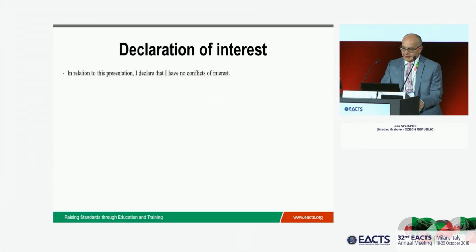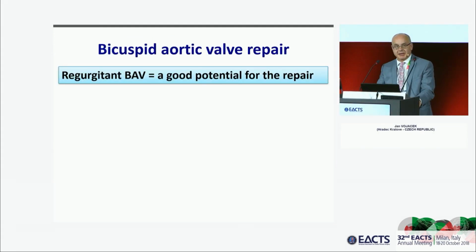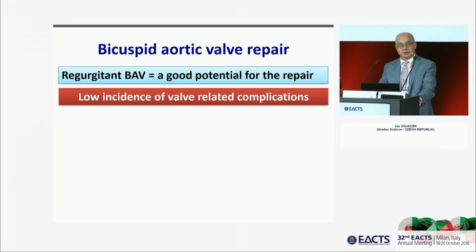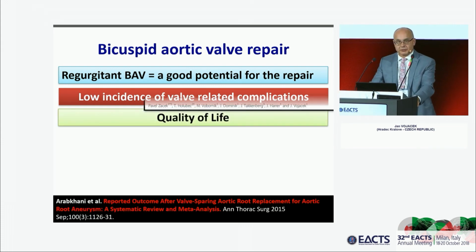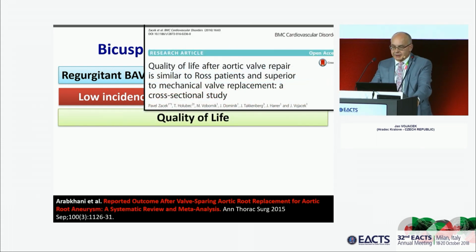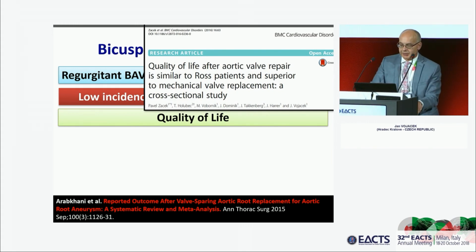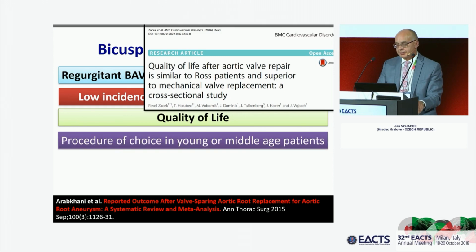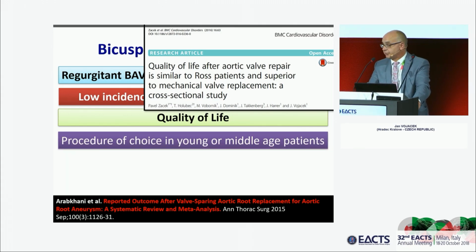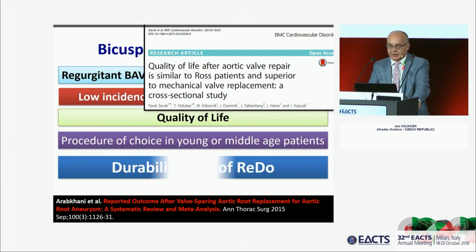As you know, leaking bicuspid valve has a good potential for aortic valve repair. Why? Because there is low incidence of valve-related complications, and we do know it. And there is also better quality of life, as we, for example, proved in this nice paper. So therefore, it should be a procedure of choice for young and middle-aged patients. However, there are some concerns regarding the durability and risk for redo.